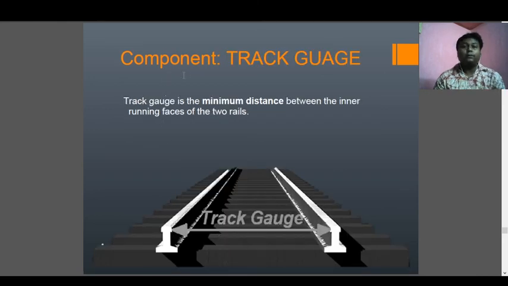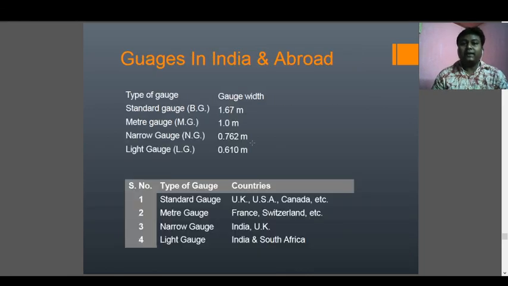Next is the component of the track gauge. So this is the track gauge. The track gauge is the minimum distance between the inner running faces of the two wheels. As I discussed at the beginning, the inner distance between two wheels is known as the gauge or the track gauge. The broad gauge is 1.67 meter, the meter gauge is 1 meter, the narrow gauge is 0.762 meter, and the light gauge is 0.610 meter.